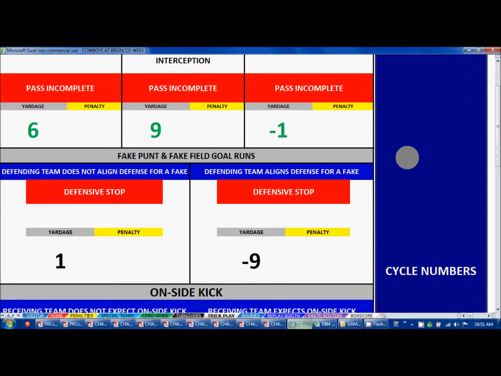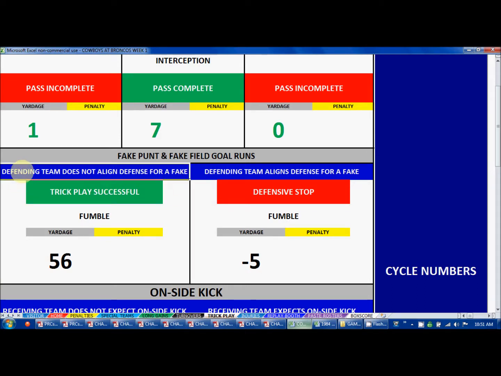Fake punt and field goal runs. If you want to take a chance on a fake punt run or a field goal run, this tells you whether the trick play is successful or whether the defense stops the trick play. And again, this is depending on whether the defending team does not align for a fake or if they're actually expecting a fake.